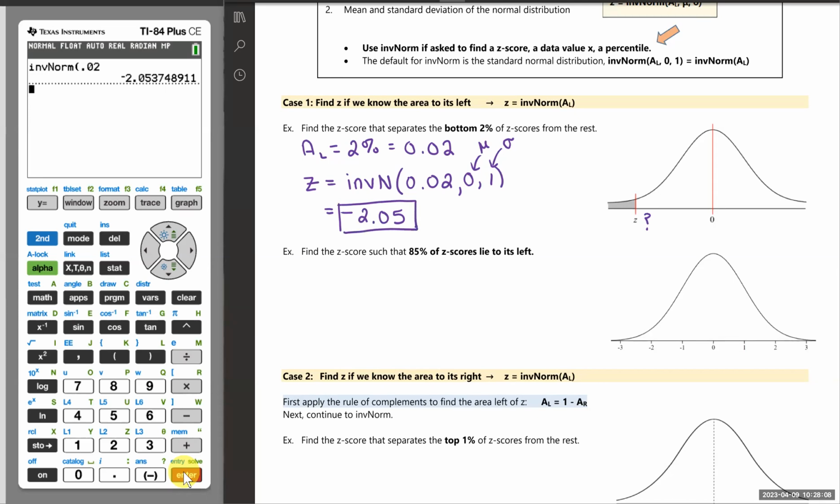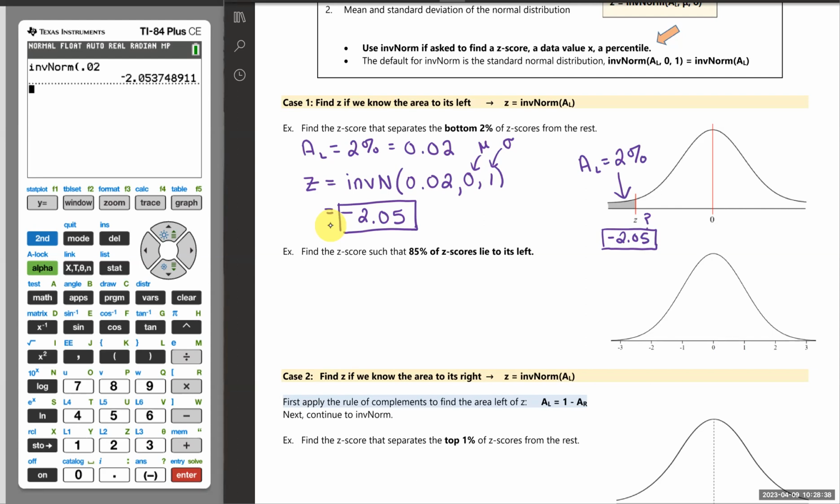And we always want to make sure our answers make sense visually here. So if it's a z-score, 0 is the mean in the middle, and this number is to the left of 0, so a negative value does make sense. So negative 2.05 does match that graph. And then always just remember that area is always positive. So the area to the left is 2%. That's the bottom 2%.